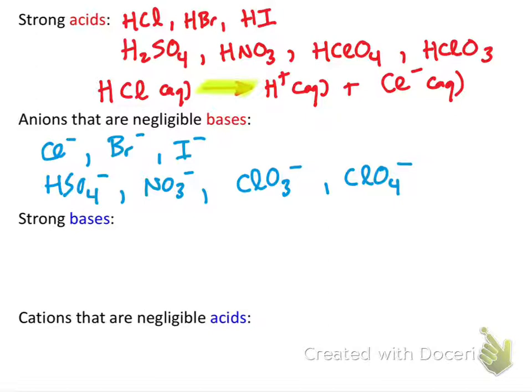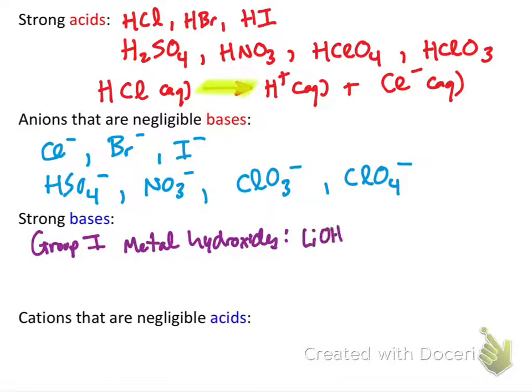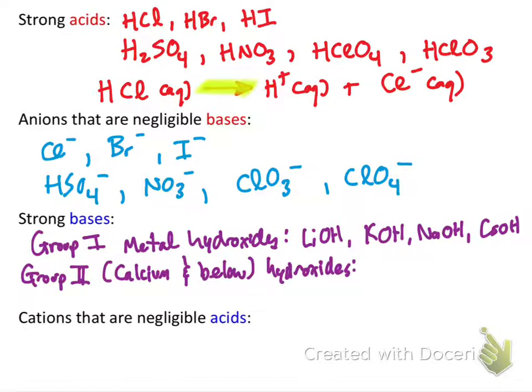In terms of our strong bases, they are going to be our group 1 metal hydroxides, things like LiOH, KOH, NaOH, CsOH, etc. And our group 2 metal hydroxides, calcium and below. Things like, well, calcium counts as calcium and below, strontium hydroxide, barium hydroxide, etc. So using this rule, we can figure out the cations that are negligible acids. The cations that are negligible acids are going to be any ones that are related to these strong bases.